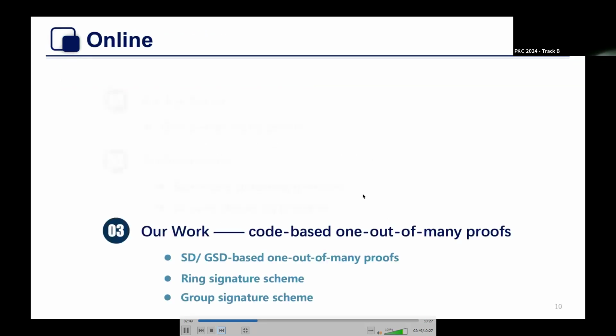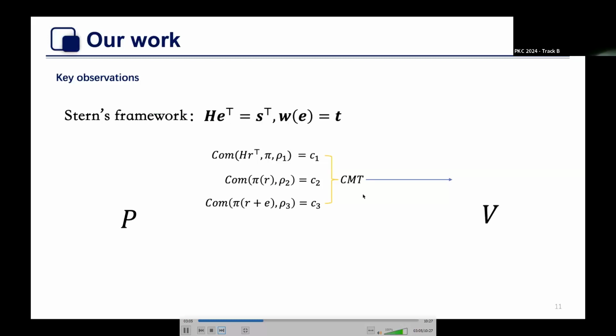Then we will introduce our work. Our work consists of constructing one-out-of-many proofs, constructing a ring signature scheme, and constructing a group signature scheme. Our idea comes from a key observation about the Stern protocol.